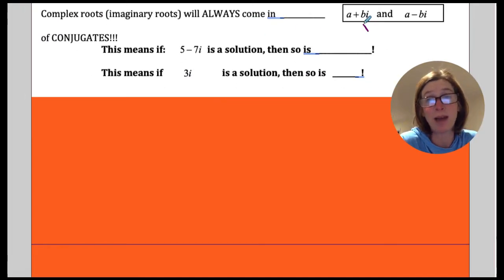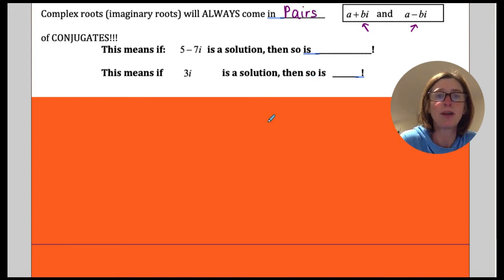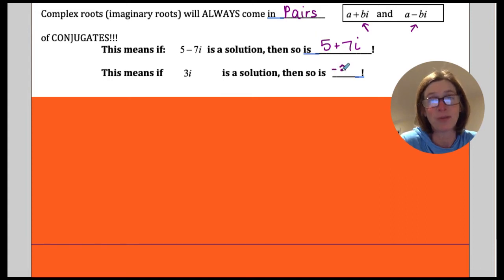If a plus bi is a root, then a minus bi must also be a root because they come in pairs. All right, so that means if 5 minus 7i is a solution, then 5 plus 7i is a solution. If 3i is a solution, then so is negative 3i. All right, so how do we use this?